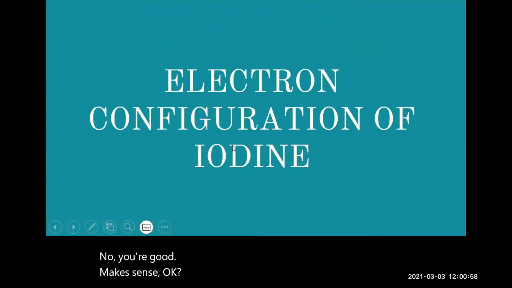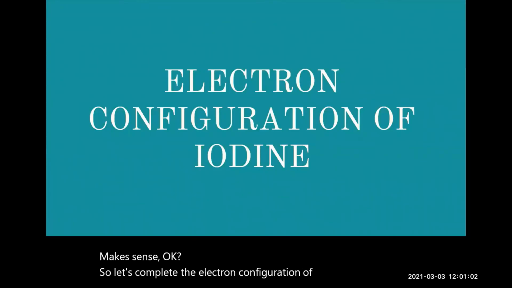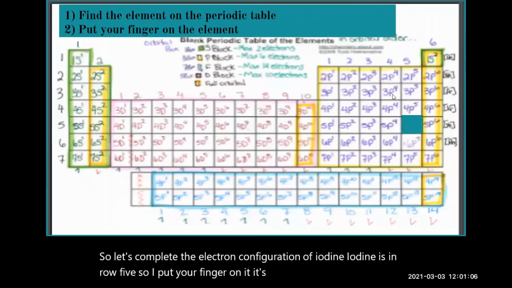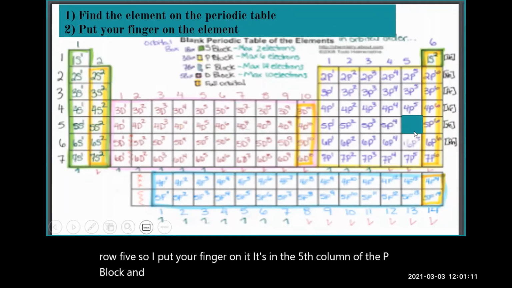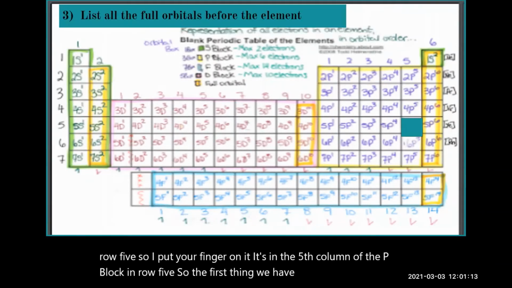So let's complete the electron configuration of iodine. Iodine is in row 5, so I put my finger on it. It's in the 5th column of the P block in row 5. So the first thing we have to do is, again, list all the full orbitals before the element.